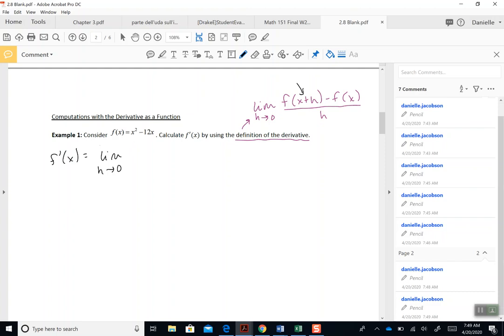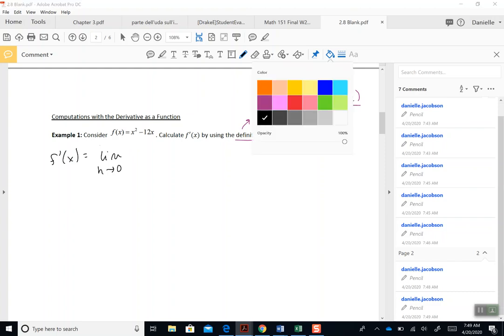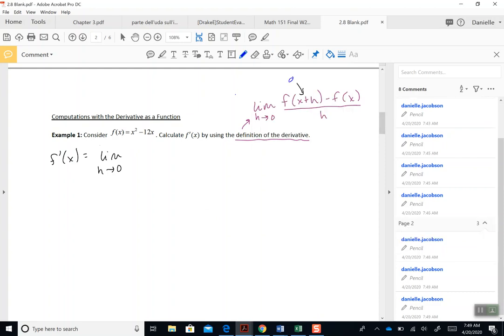Here, I'll do this in color so you can see what I'm doing. I'll do blue for the f of x plus h. I need to plug x plus h in everywhere I see an x in this function. So in blue, I'd have x plus h squared, just plug that in where this x was, minus 12 times x plus h.